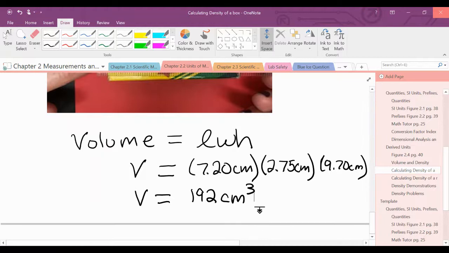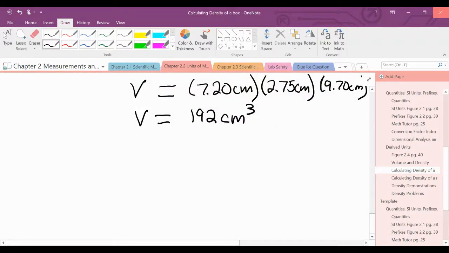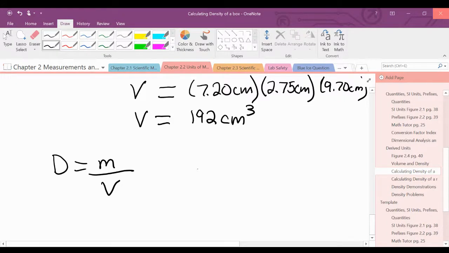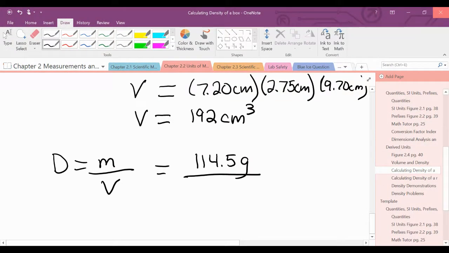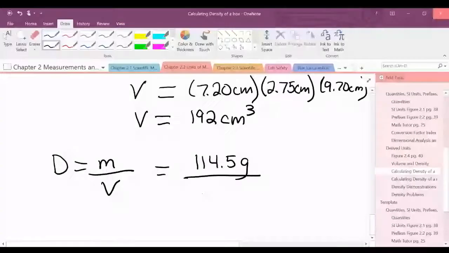So then to find density, I have to go back and use that mass that was on the electronic balance. Density equals mass divided by volume. Mass is m, volume is v. And so the mass was 114.5 grams divided by the volume we just calculated, 192 centimeters cubed.